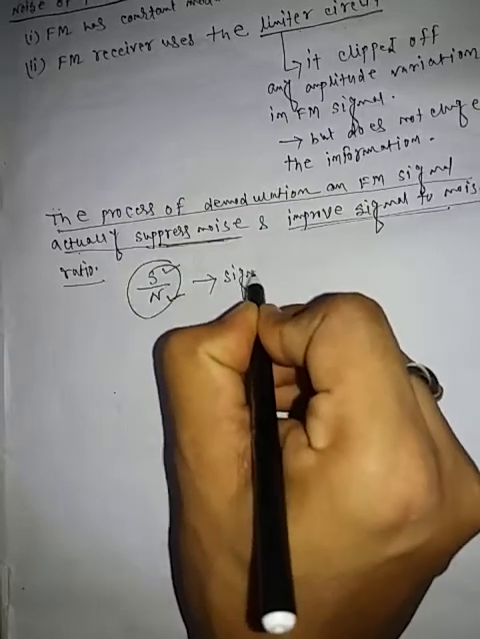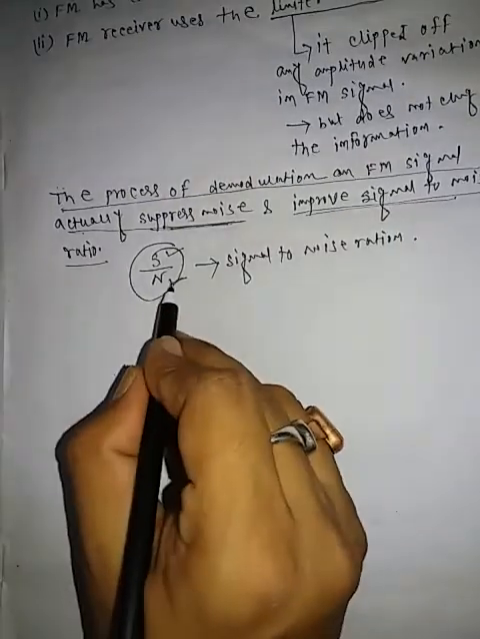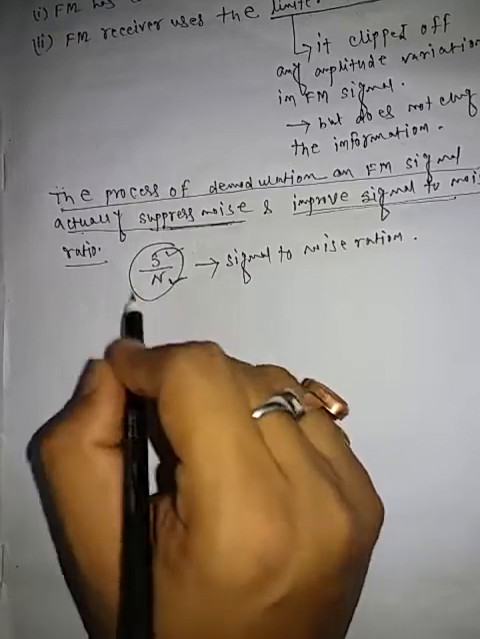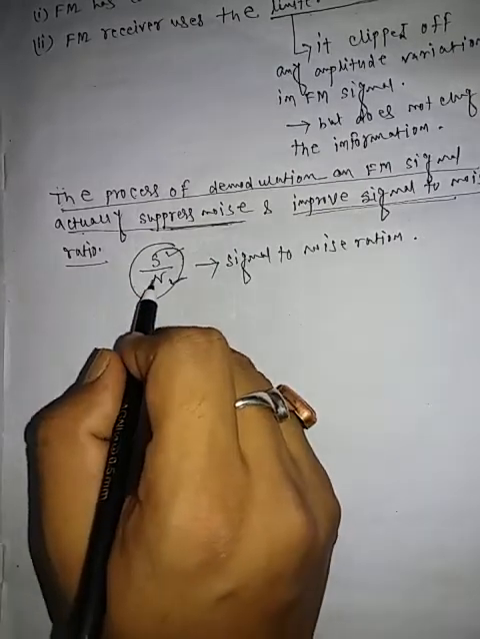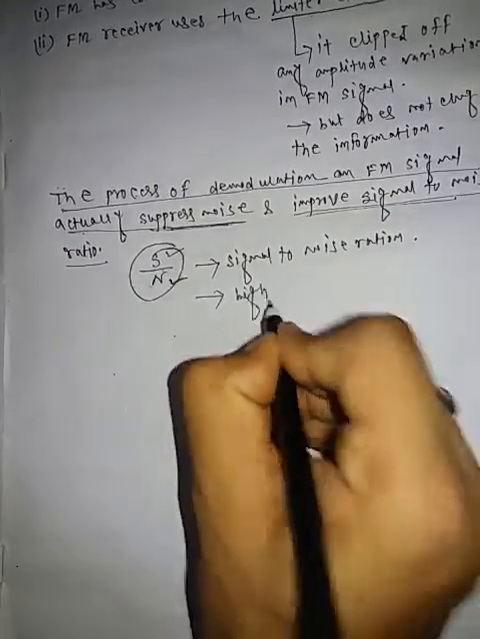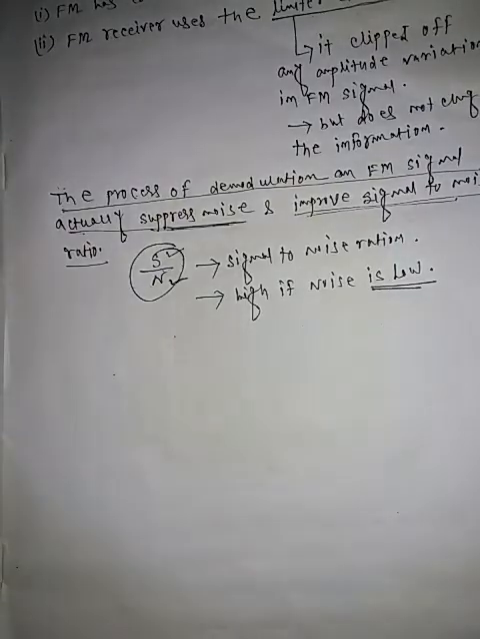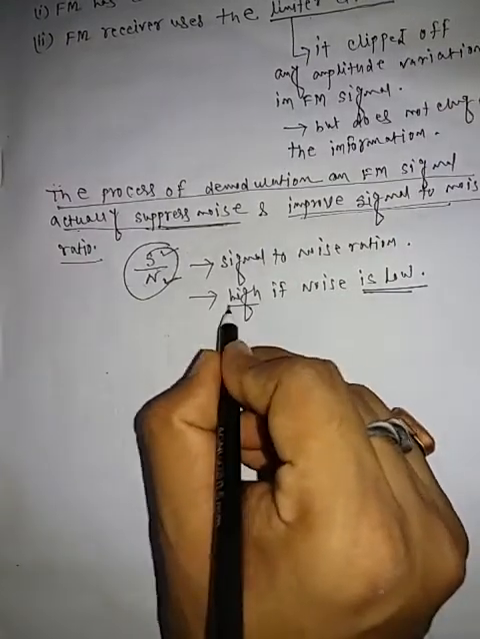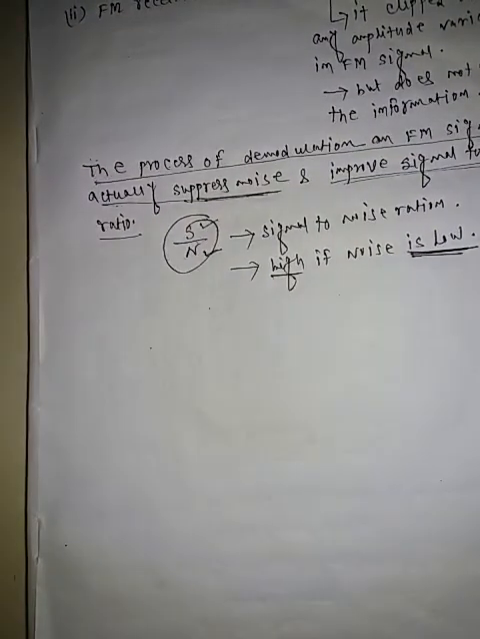The signal to noise ratio means how much noise is available in the signal. If the noise in a signal is low, the signal to noise ratio is high. A large signal to noise ratio means the signal has low noise, and a low signal to noise ratio means the signal has high noise. Then we discuss the next topic.